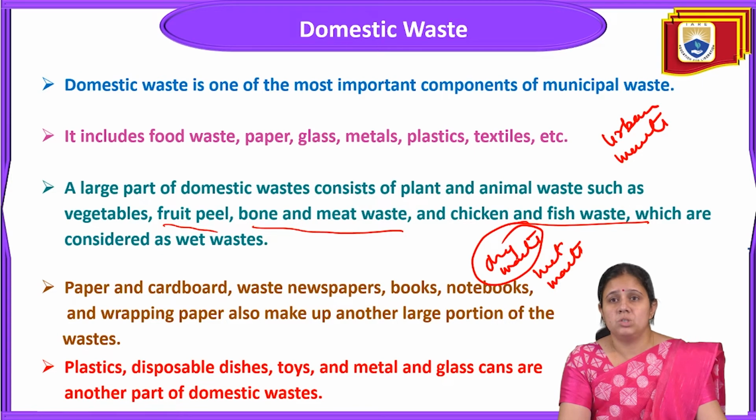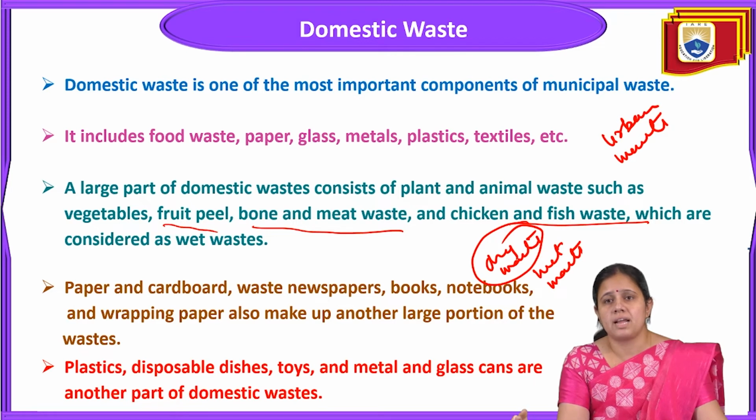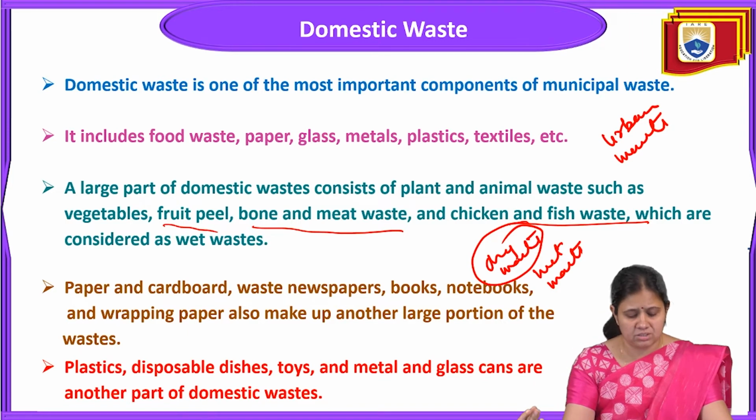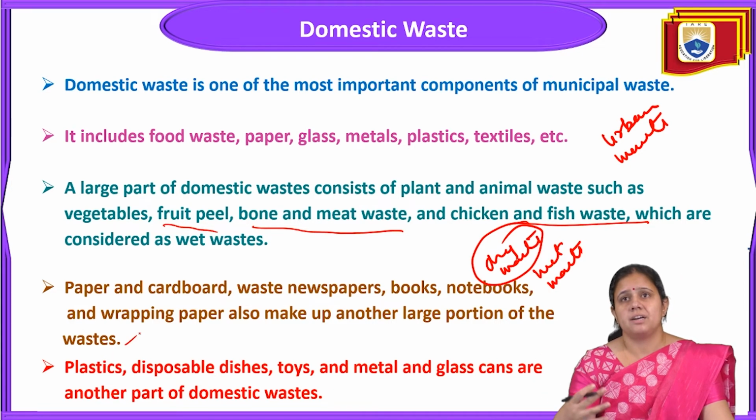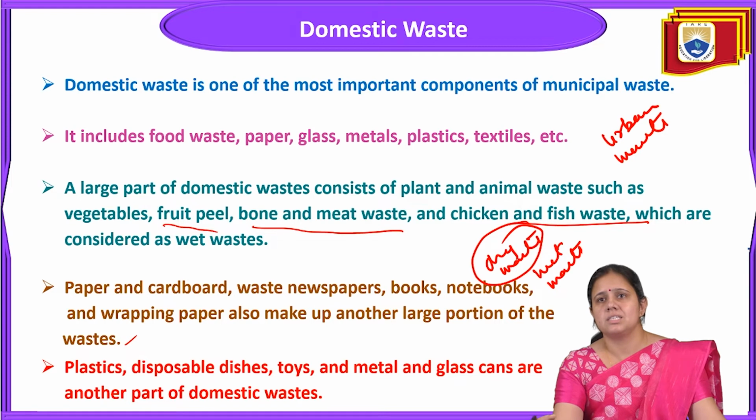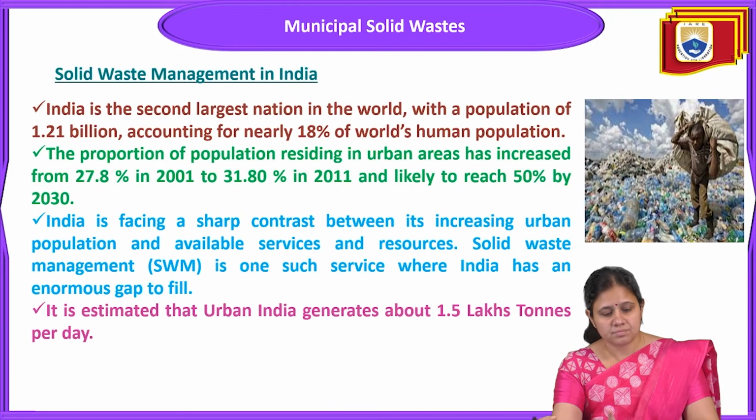Paper and cardboard, newspaper waste, books, notebooks, and wrapping paper also make up another largest portion of the waste. Plastic disposables, dishes, toys, metal, and glass can be another part of domestic waste. So most of the waste generated by our household activity comes under domestic waste.